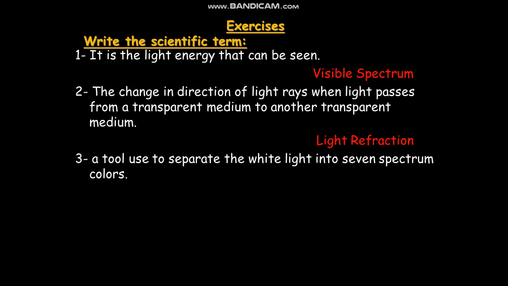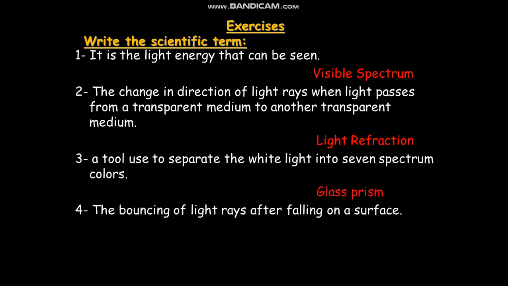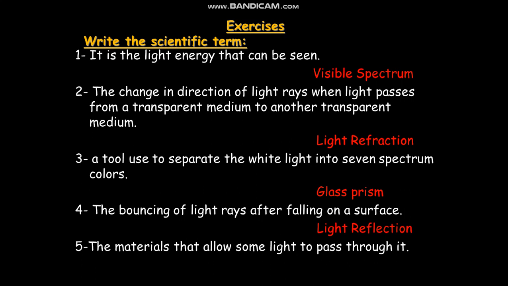The third one: the tool used to separate white light into 7 spectrum colors is the glass prism. The fourth one: the bouncing of light rays after falling on a surface is light reflection. The fifth one: materials that allow some light to pass through them are the translucent materials.